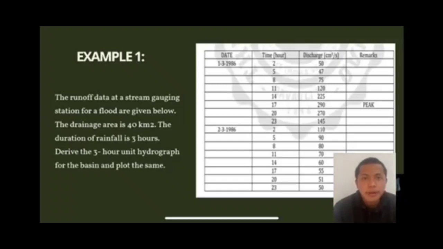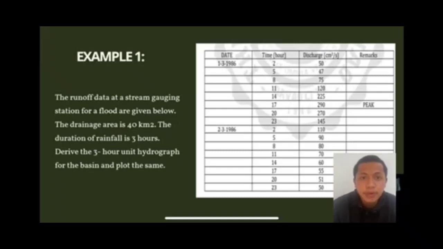Example number 1. The runoff data at a stream gauging station for a flood are given below. The drainage area is 40 km². The duration of rainfall is 3 hours. Derive the 3-hour unit hydrograph for the basin and plot the same. This is the problem. Here is the data. As you can see, the date, time, the discharge, the remarks, and the time, and this is the discharge in every hour.